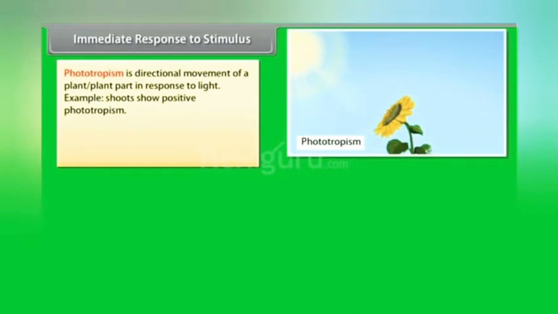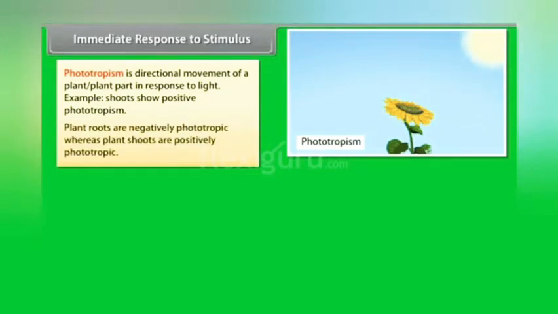Phototropism is directional movement of a plant or plant part in response to light. Example, shoots show positive phototropism. Photo means light. Plant roots are negatively phototropic, whereas plant shoots are positively phototropic.